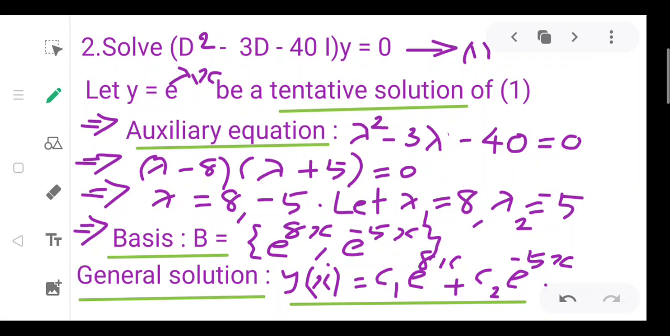The corresponding basis will be, since the roots are real and distinct, e raised to 8x, e raised to minus 5x. So the general solution will be y of x equal to c1 e raised to 8x plus c2 e raised to minus 5x.